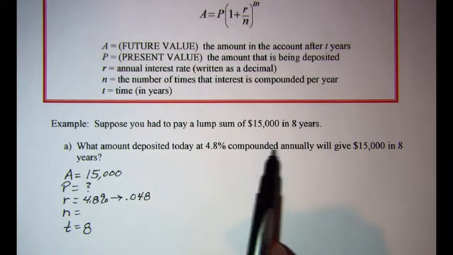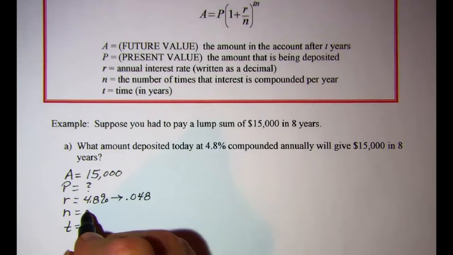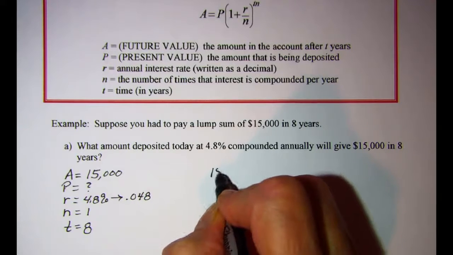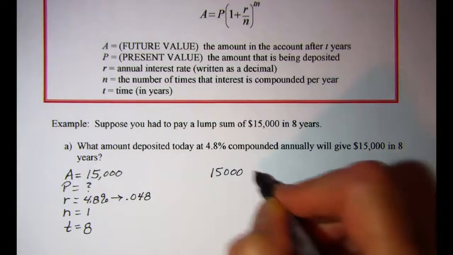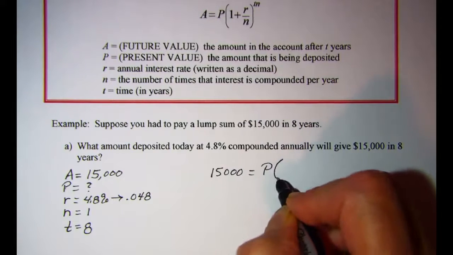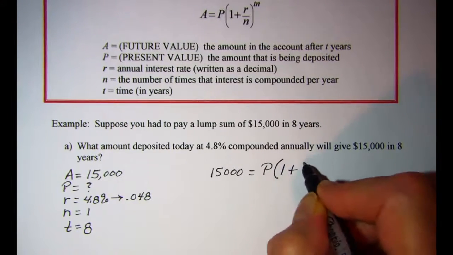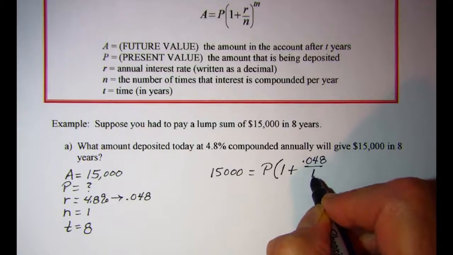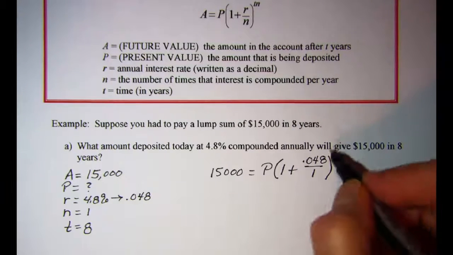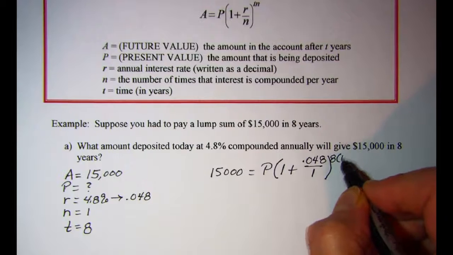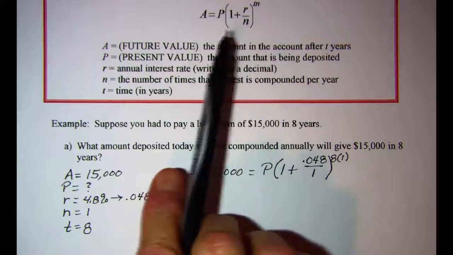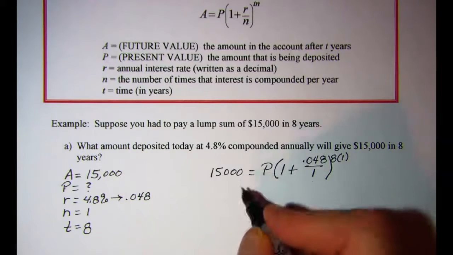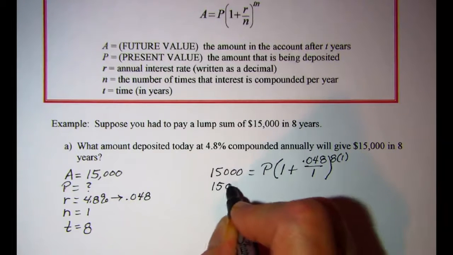The interest is compounded annually, which means once a year. So N is 1. So our problem then is 15,000 equals P times the quantity 1 plus 0.048 divided by 1, and then that is raised to the 8 times 1, just using this formula. These ones here make for easy arithmetic.